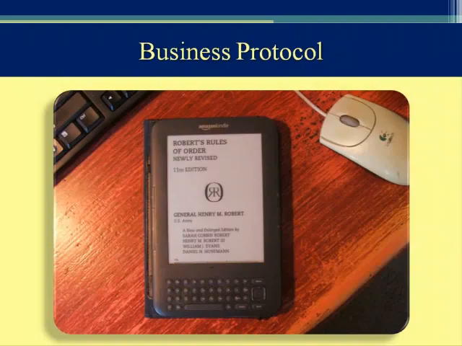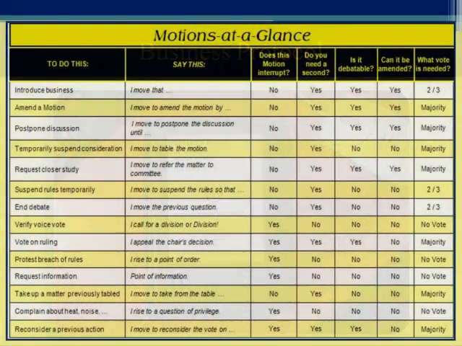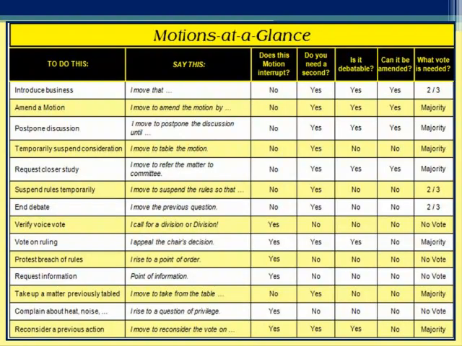Robert's Rules of Order are used for making motions and conducting business. A chart provided in the program book is called Motions at a Glance. It is an overview of the various motions used throughout our general meetings.